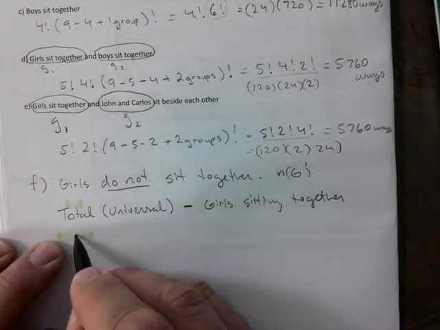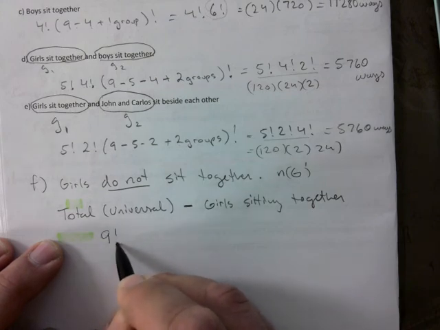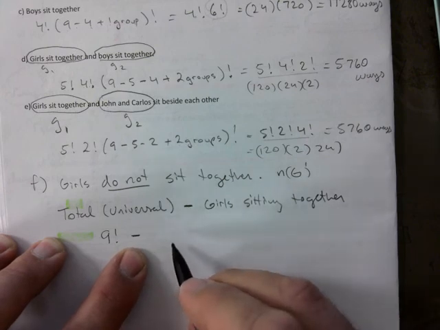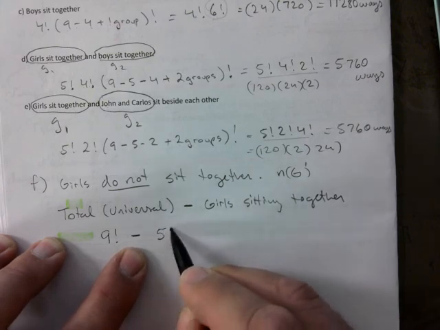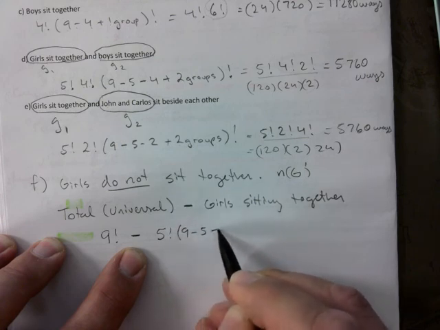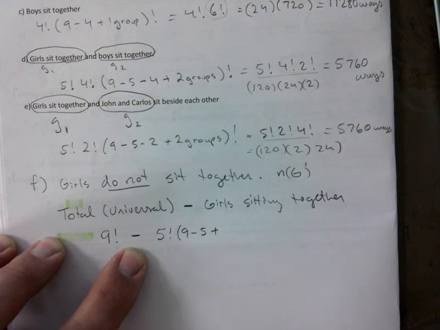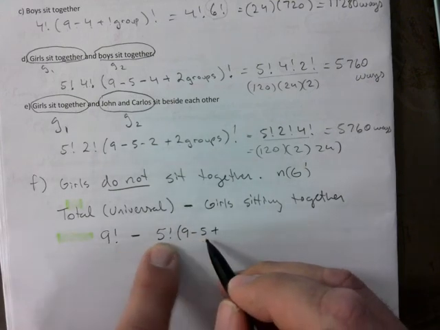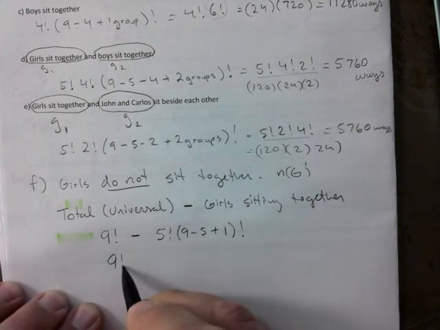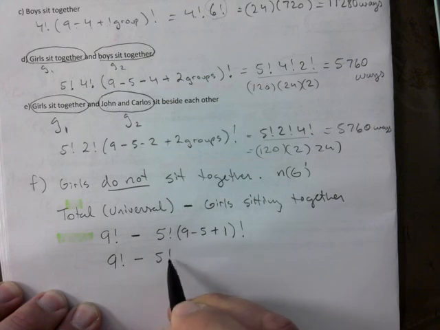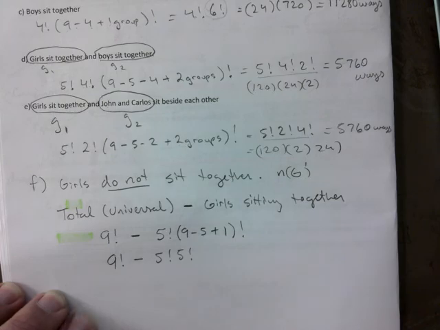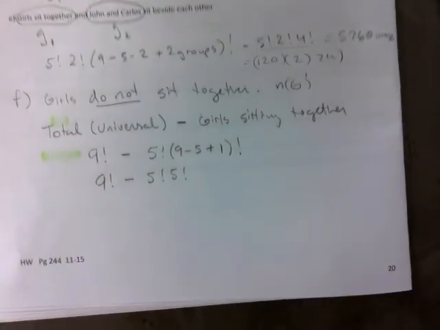So universal is 9 factorial. Let's just do that. 9 factorial minus girls sitting together would be 5 factorial times total minus 5. Because this could be a separate question, right? This could have been a separate question. So I'll just go through the whole thing. Minus 5 plus 1 factorial. So that's 9 factorial minus 5 factorial. And this is 5, right? So that is essentially how you would get there.